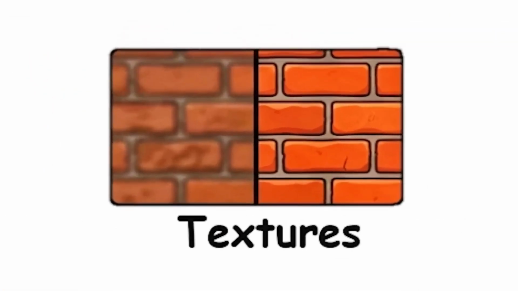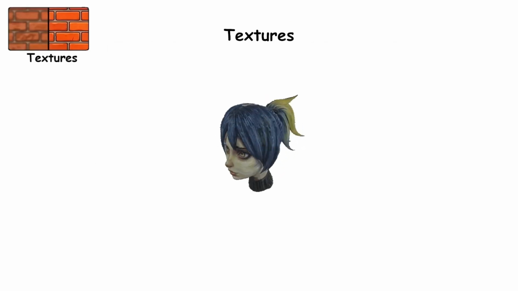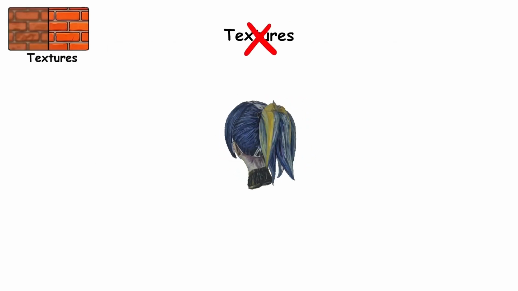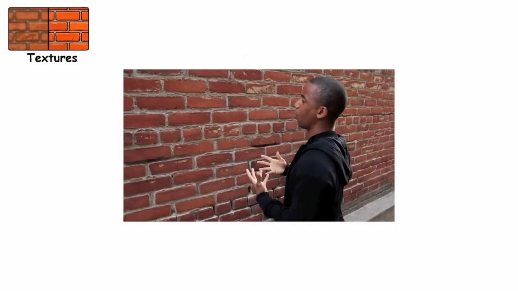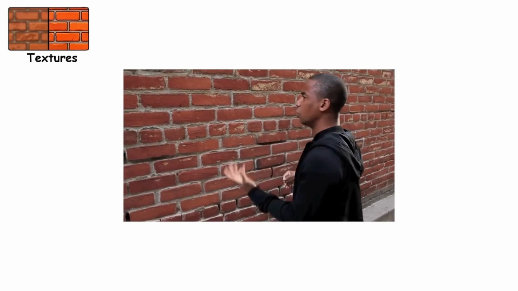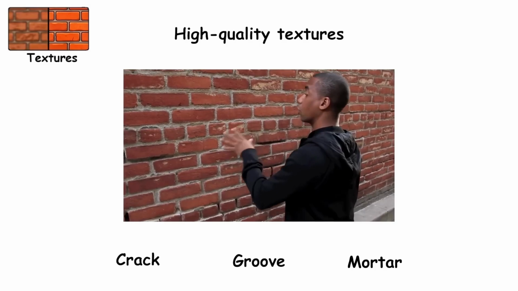Textures, texture quality, and anisotropic filtering. Textures are the images wrapped around 3D objects to give them detail. Without textures, everything would look like smooth plastic toys. A brick wall without proper textures is just a flat orange rectangle. With high-quality textures, you can see every crack, every groove, every bit of mortar between the bricks.